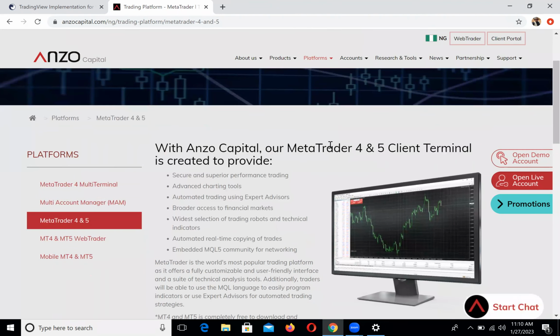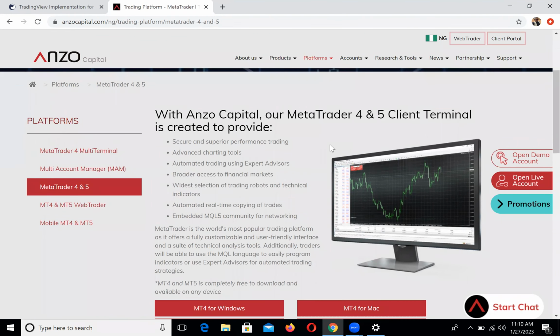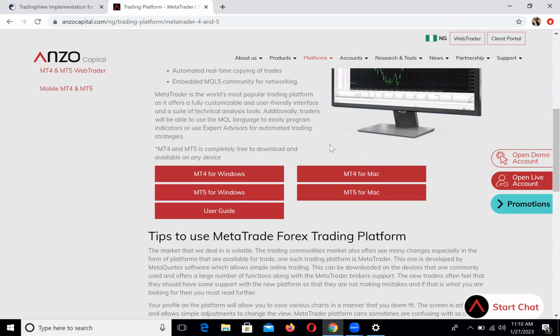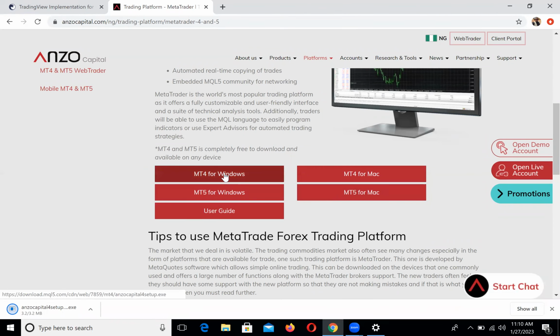This is a MacBook, but I'm using my Parallels screen. I'm using the Windows version on my Mac. So we're going to be downloading the platform for Windows. As you can see here, you see MT4 for Windows, MT5 for Windows, MT4 for Mac, MT5 for Mac. I'm going to go for MT4 for Windows. Let's download quickly. You can see down here it's downloading.